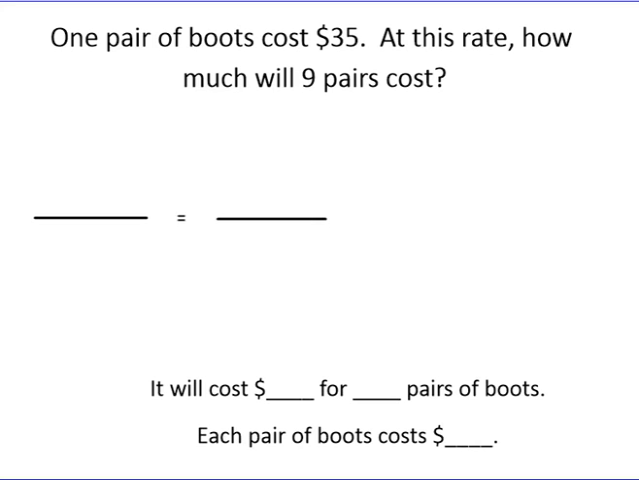All right, let's take a look at this problem here. 1 pair of boots costs $35. At this rate, how much will 9 pairs cost? Now this one's really tricky if you don't read it carefully, because this right here is a number, 1. So, and we have money involved. So we have price over pairs.